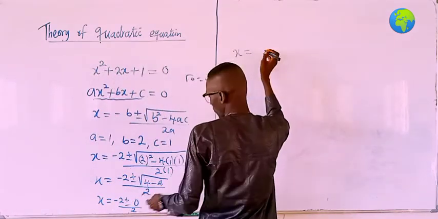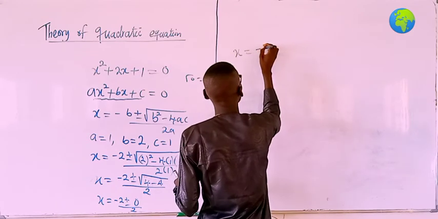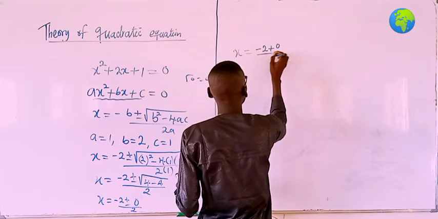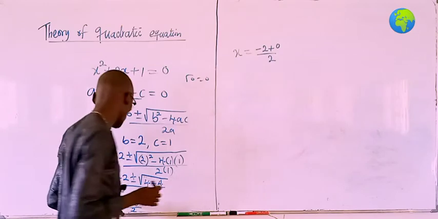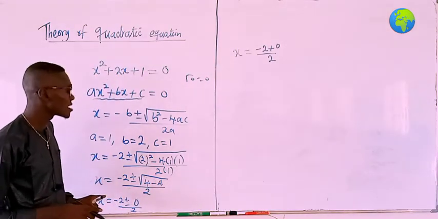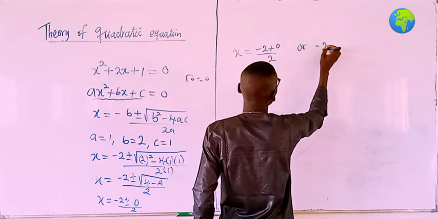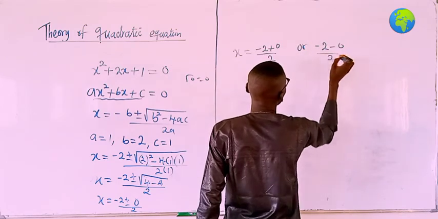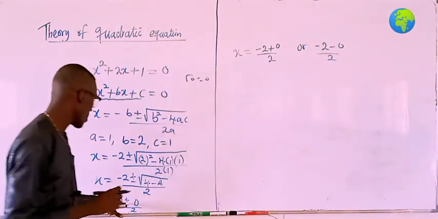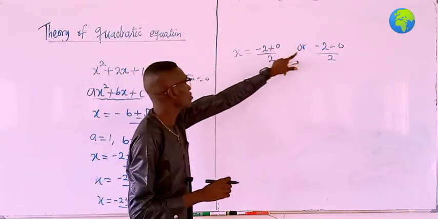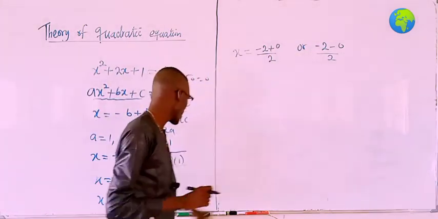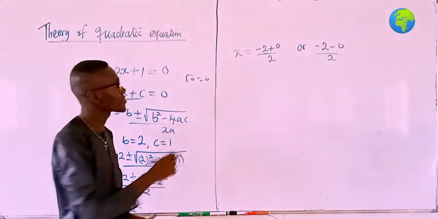I'll write x to be minus 2 plus 0 over 2, right? I'll take the first condition, which is plus. The next one is minus. Then I'm going to have minus 2 minus 0 over 2. It's very clear, right? Because plus or minus. I'm done with that portion, right? So the next thing is to just do the computation here.